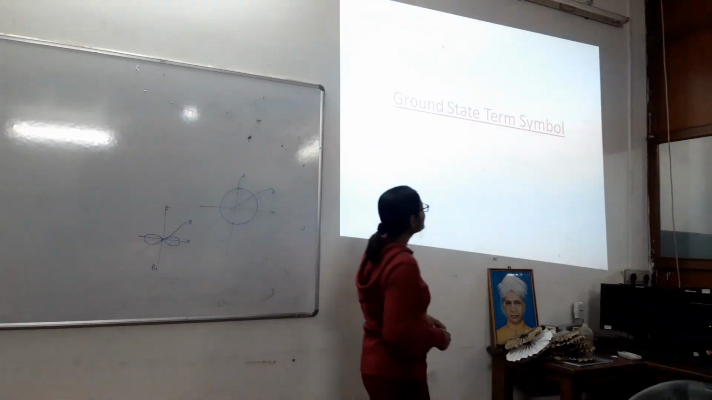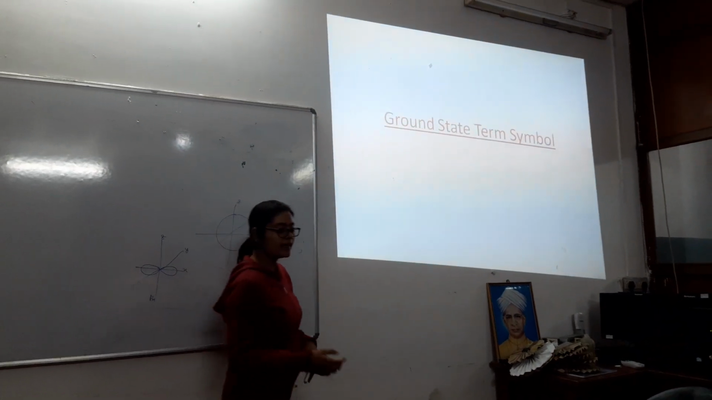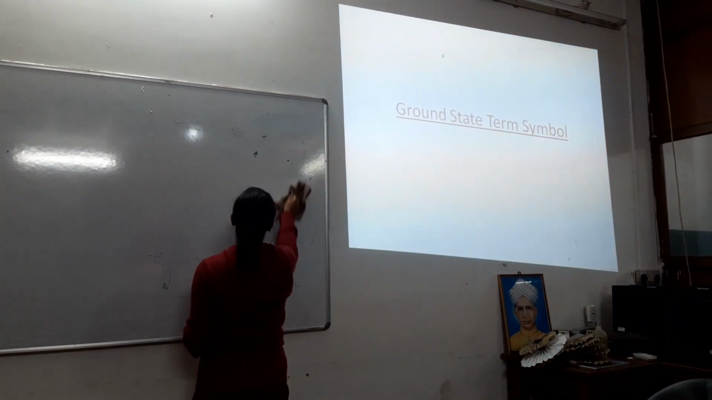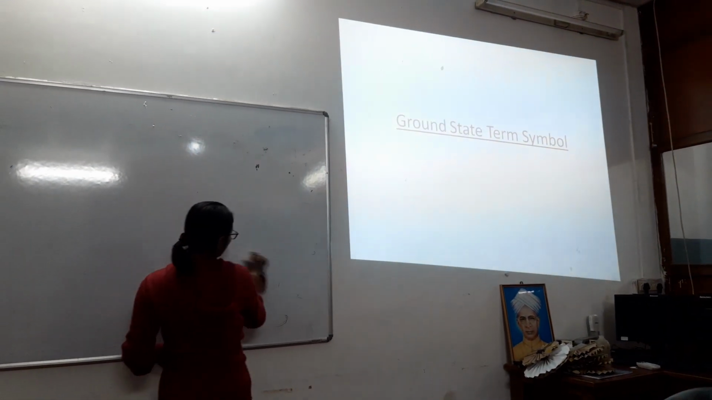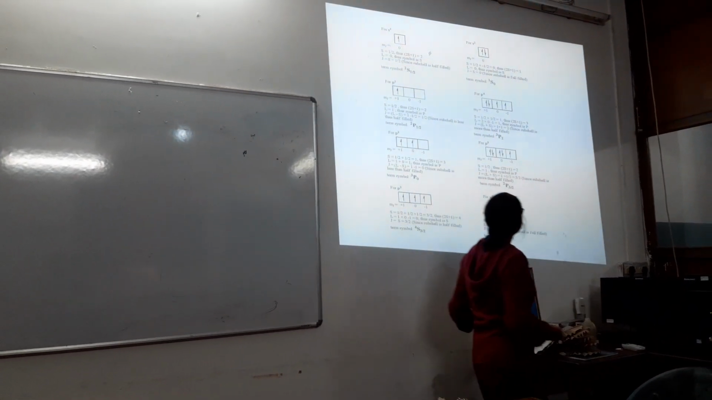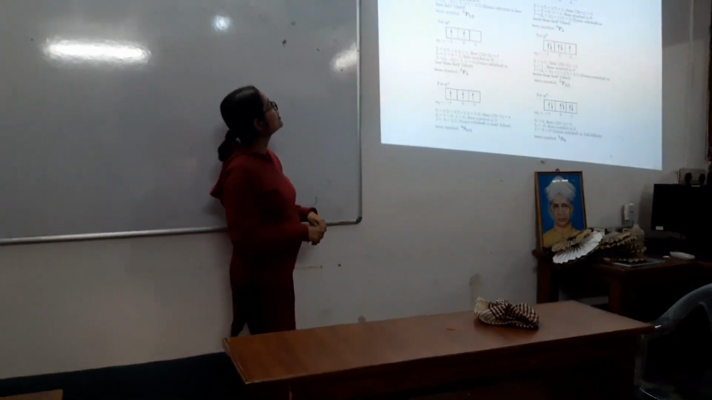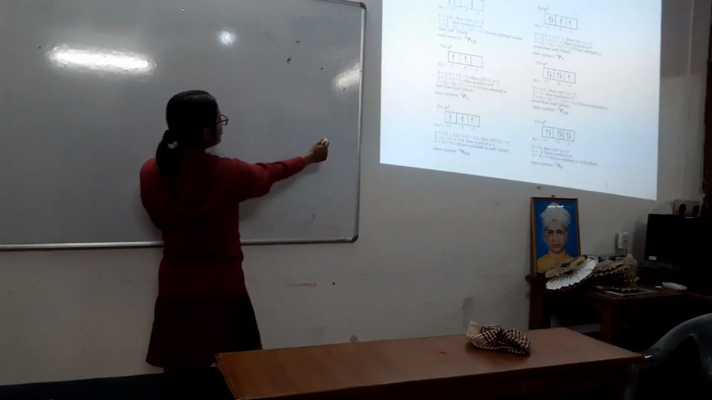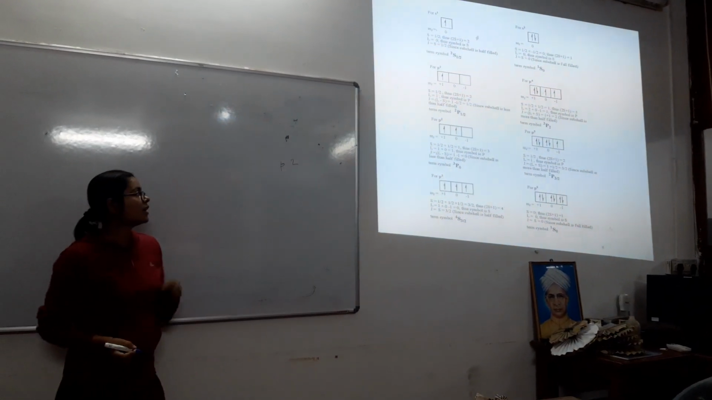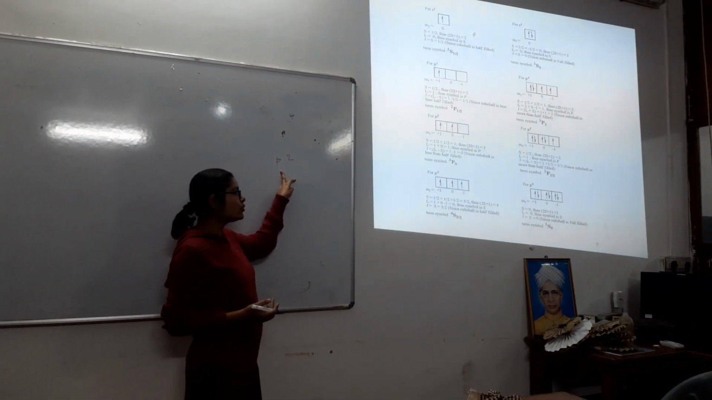And then this is very interesting. We can assign the ground state term symbol. How is it possible? Let's check first here. Here I solved some of them, and you can see the p2 orbital. We explain with the p2 orbital. We are going to find out the term symbol for the p2 configuration.